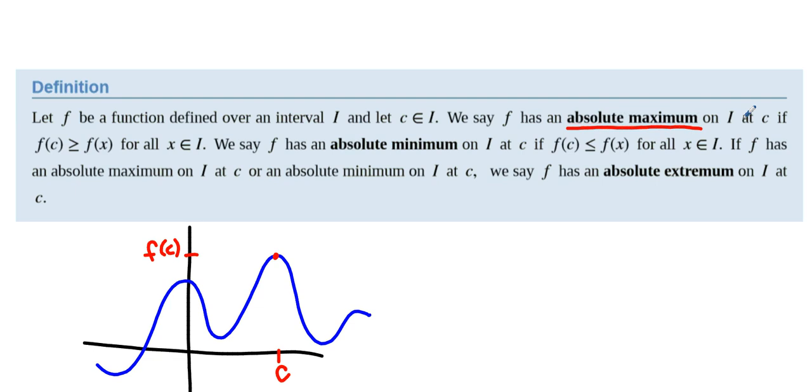And similarly for minimum, we can take a look and say this is the minimum because f of this is less than or equal to every other function value on the interval. We say that f of c is the absolute max on this interval. We say that the absolute max occurs at x equals c. The max is the y value. It occurs at an x value.